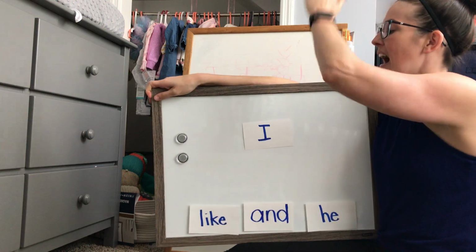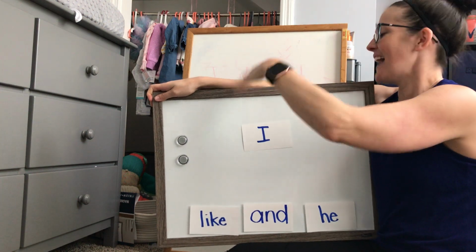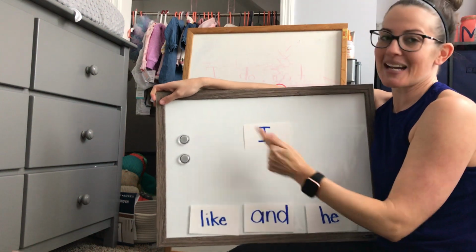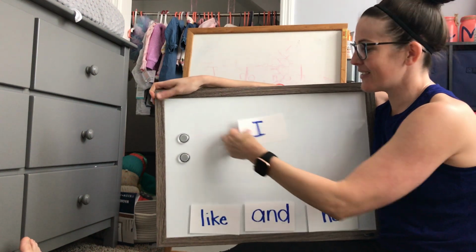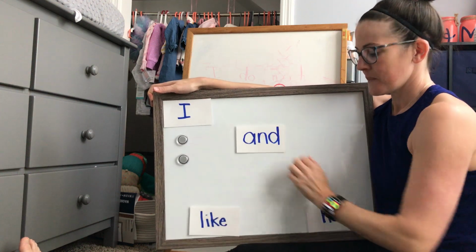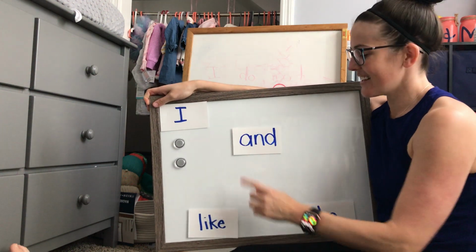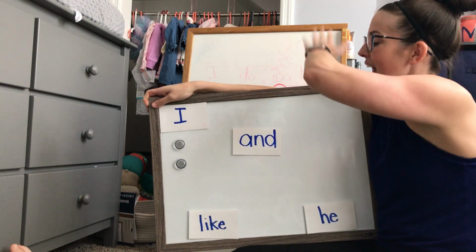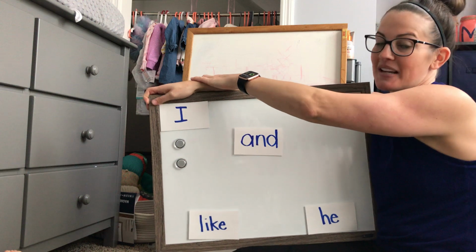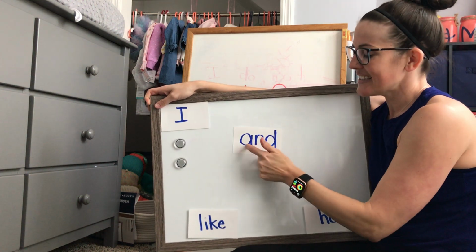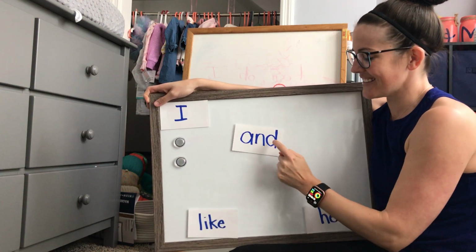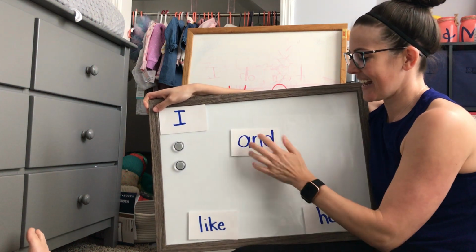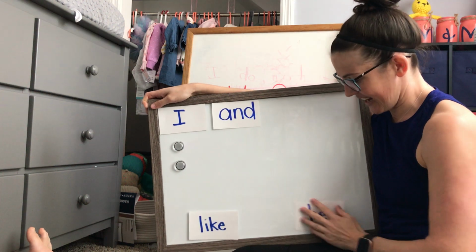Spell I. Spell it again. I. One more time. I. Say it 3 times. I. So easy. Next one. And. Let's spell. A-N-D. And. Use your arm. A-N-D. And. Make sure you're looking. A-N-D. Oh, I went totally backwards. A-N-D. And. Say it 3 times. And.